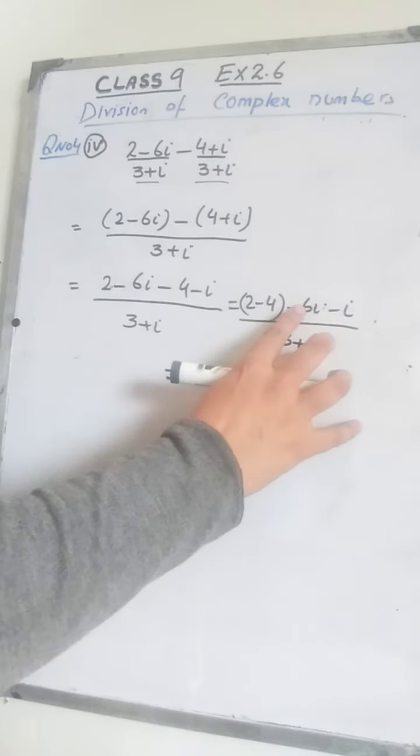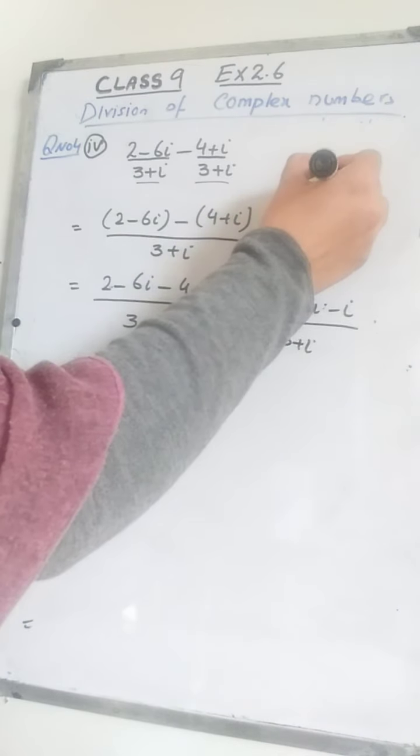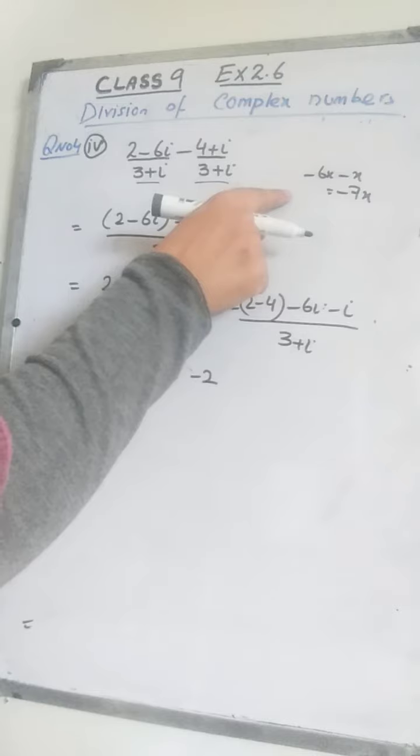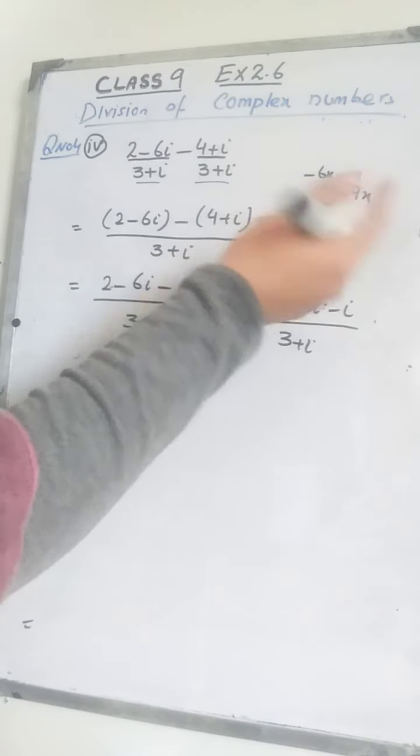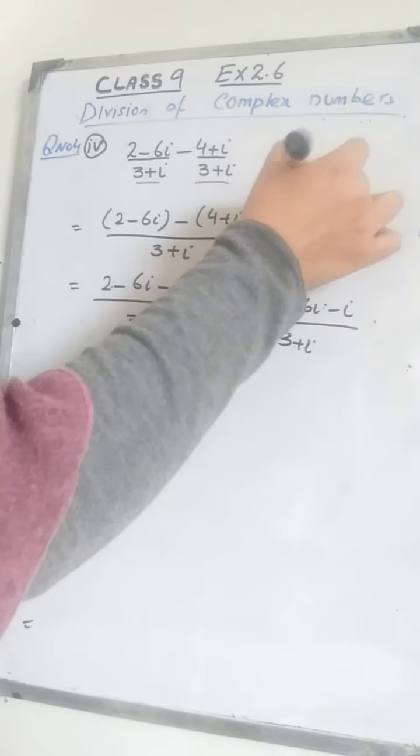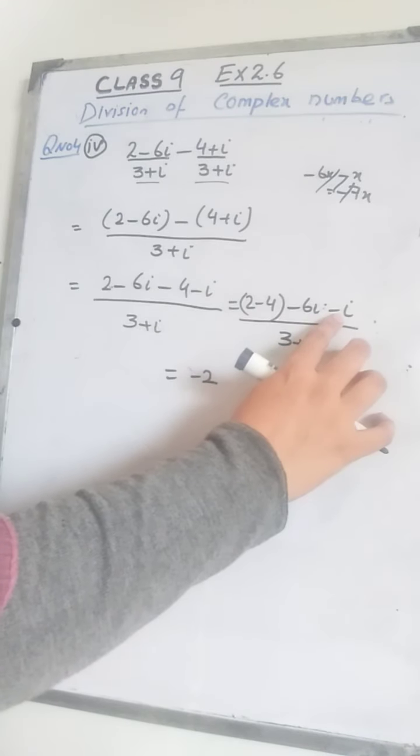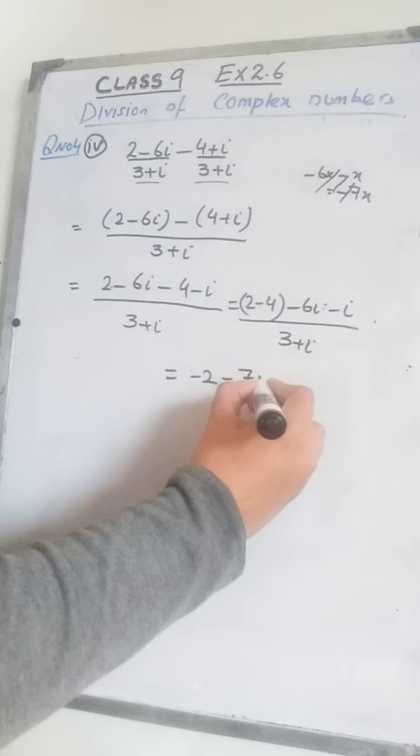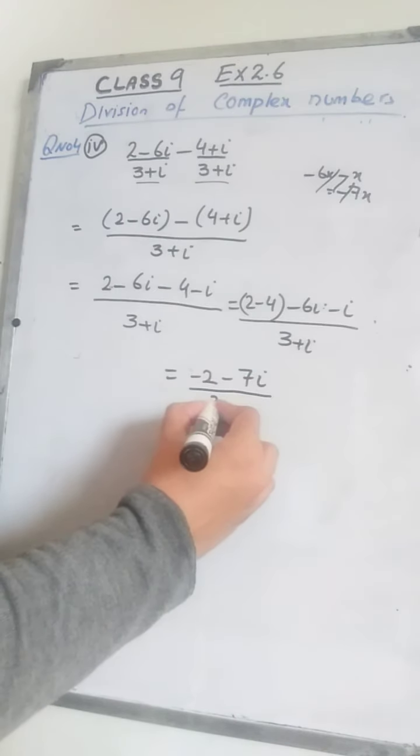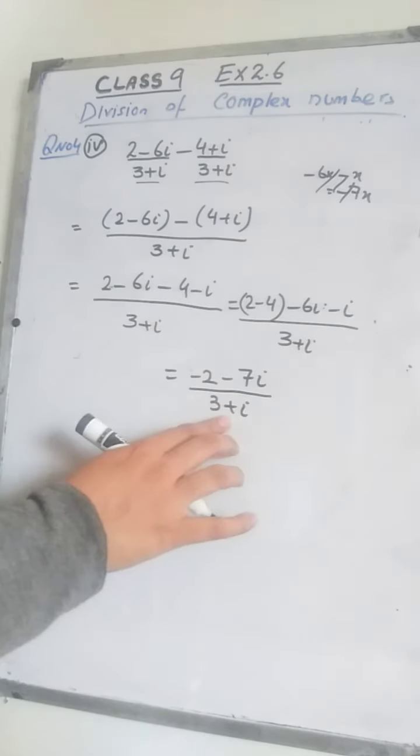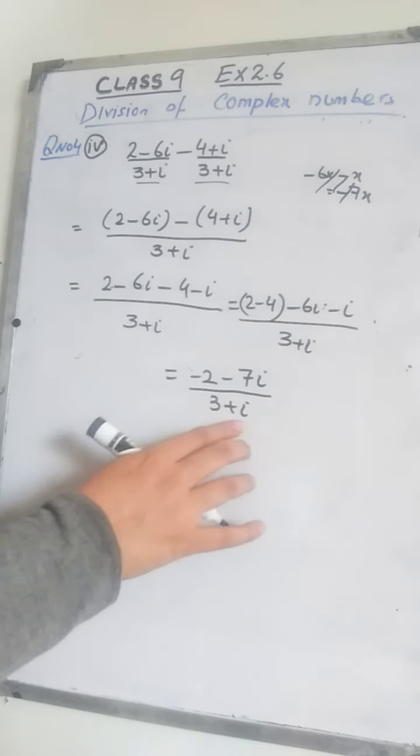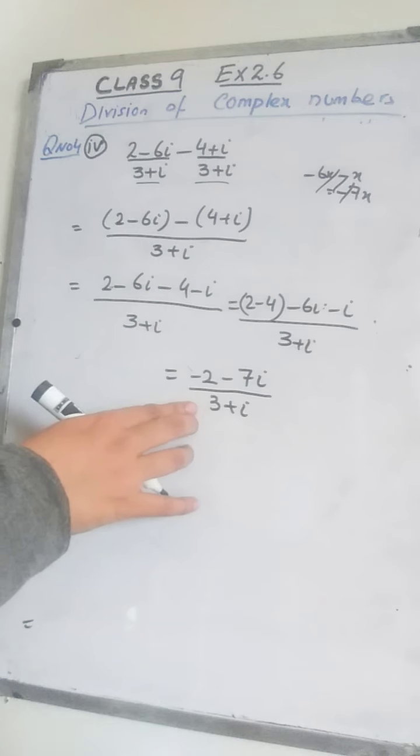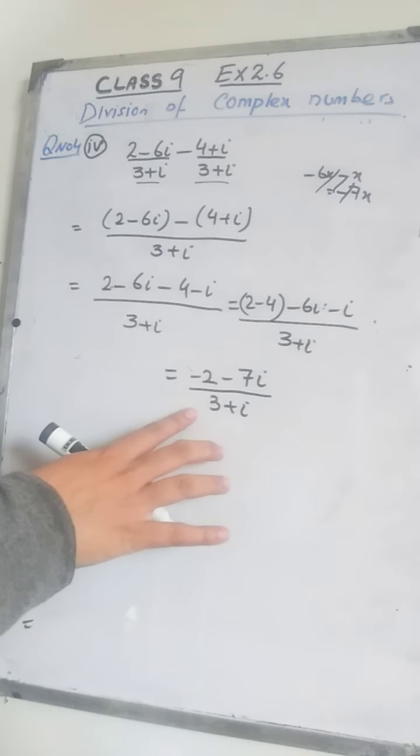Okay, the method is same. Just as we do in algebra, -6x minus x is -7x. The same procedure is here. -6 iota minus iota is -7 iota, so we have -2 minus 7 iota over 3 plus iota. Now again, here we have a complex number in the denominator. It means here we will be doing the division, and the method is the same as we did before.